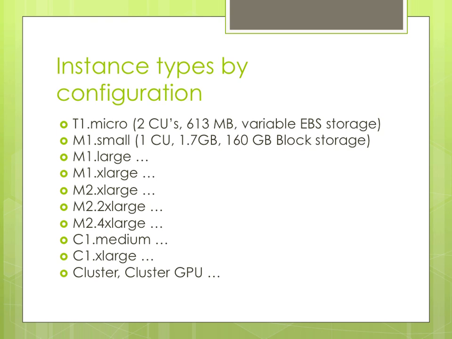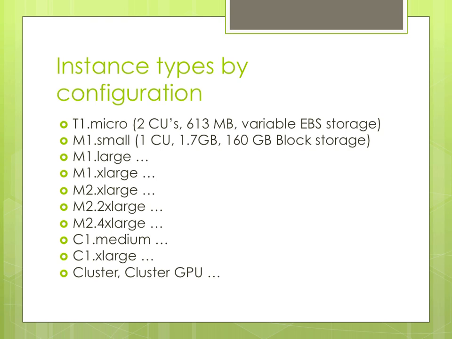Okay, so then there is M1.small. It's one compute unit, 1.7 gigs of RAM, and 160 gigs of not block storage, it is called instance storage. So that's my typo there. Then M1 large, M1 extra large, M2 extra large. Anything starting with M is higher in memory. So M1 large will be about 7 gigs of memory, with 4 compute units.